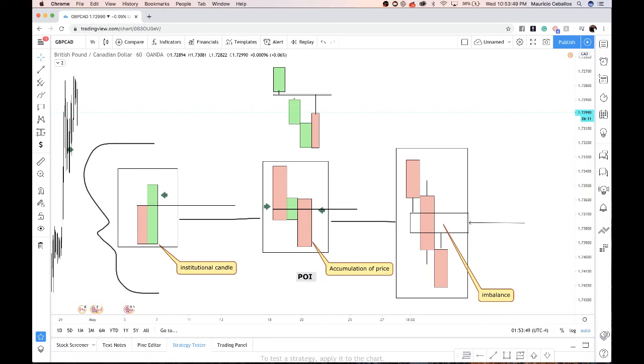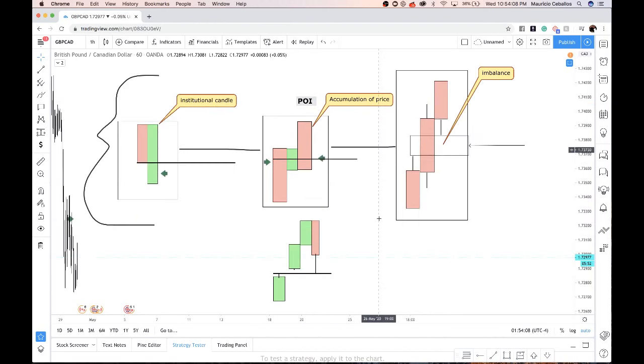I'll break down GBP/CAD real quickly and show you guys an institutional candle, and show you how I'm correlating all of this right here. I talked about the institutional candle, I talked about accumulation of price and the imbalance zone. Okay, so now that you're able to understand what all of these are, I'm going to show you guys how to put all of these in place, how to actually identify them in the market.